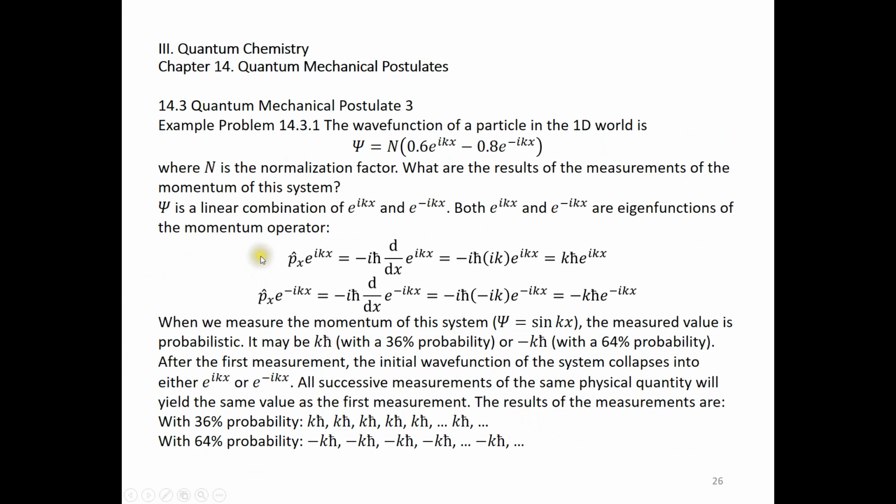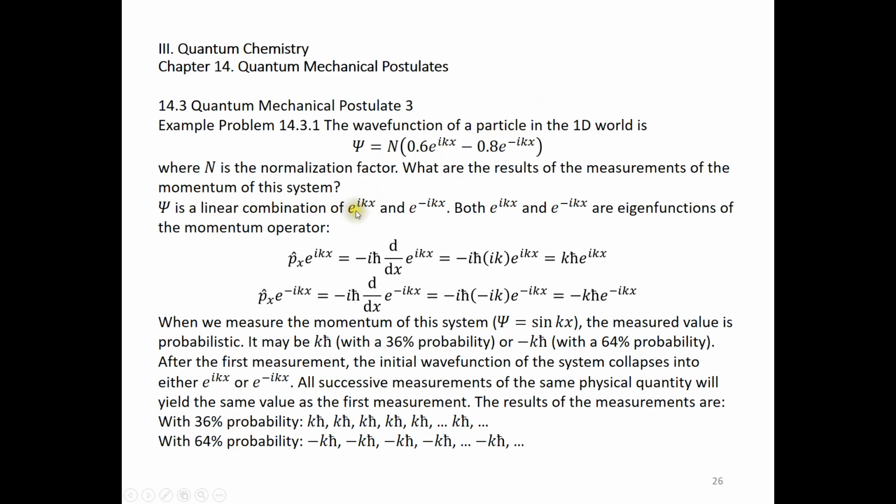Now let's look at one example problem, 14.3.1. Let's say the wave function of a particle in the one-dimensional world is this. Psi is 0.6 times e to the power of ikx minus 0.8 times e to the power of negative ikx. Don't worry about this factor. This is just a normalization factor. I introduced it just to ensure that the integral of the squared modulus of psi over the entire space is 1. Now let's measure the momentum of the system.